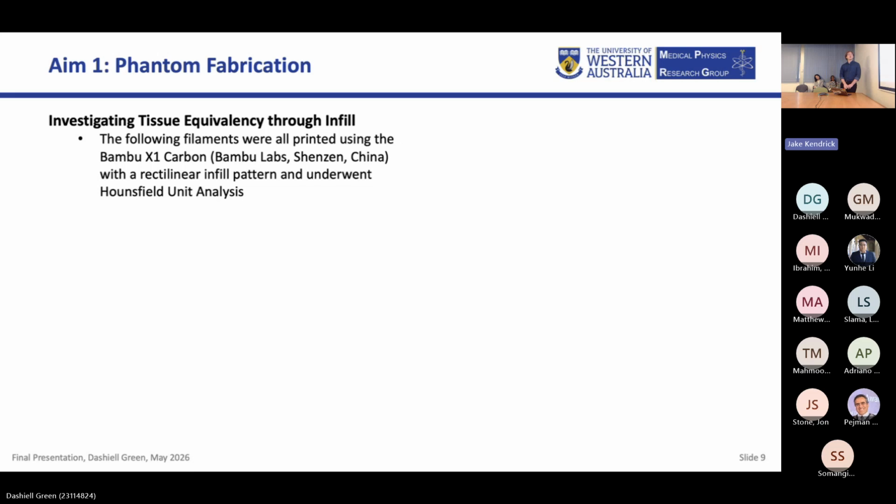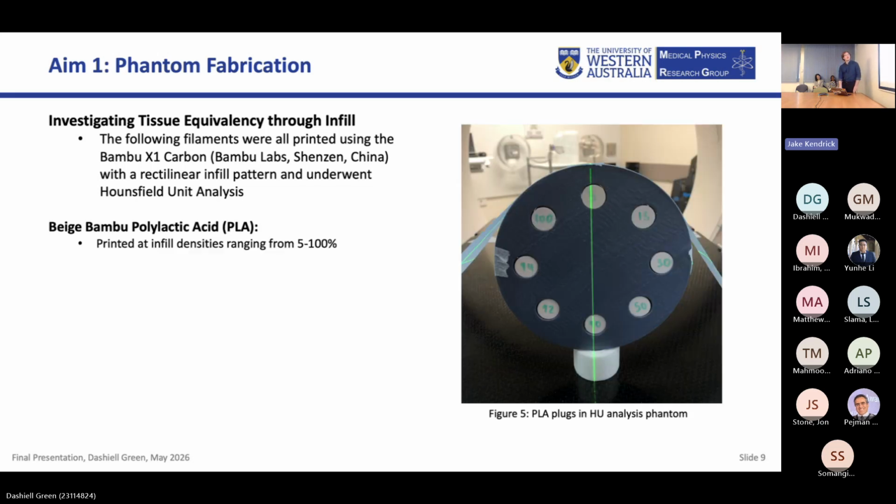So, investigating the tissue equivalency through infill, the following filaments were printed using the Bambu X1 Carbon with a rectilinear infill pattern and underwent a Hounsfield Unit analysis. This was the beige Bambu polylactic acid, or PLA, as shown on the right for the CT phantom, printed at infill densities ranging from 5 to 100%, as well as the granite stone fill PLA.